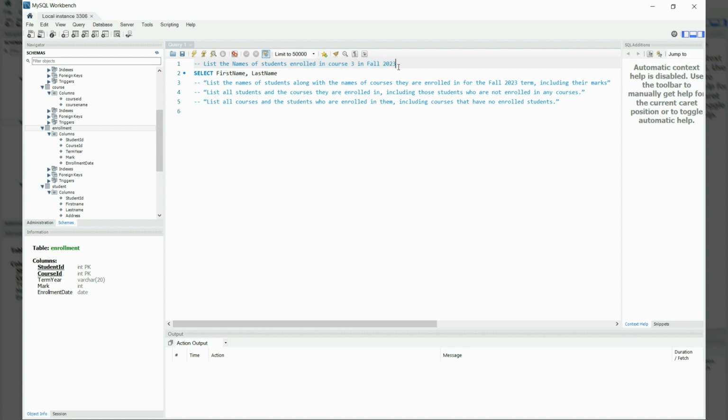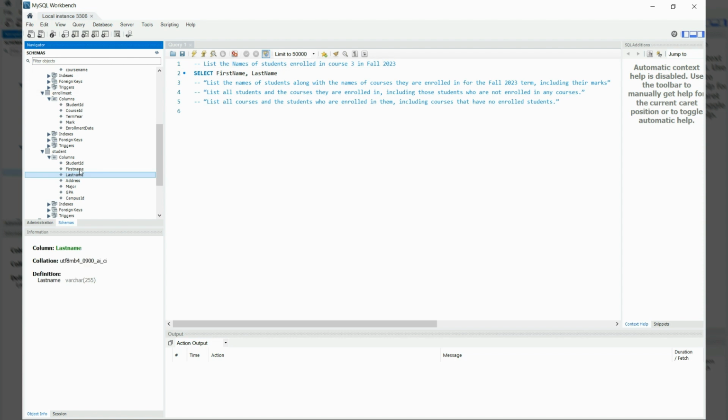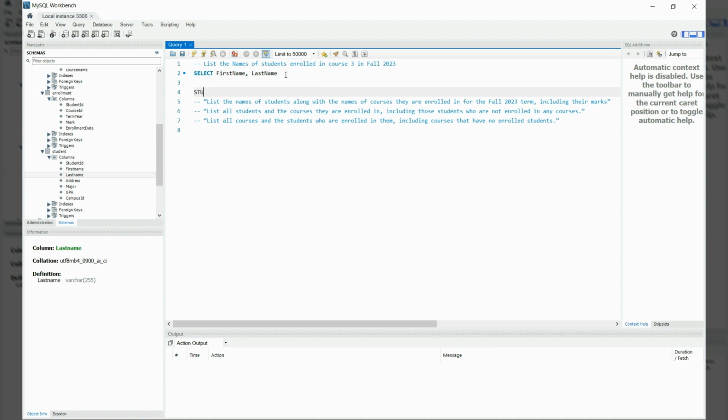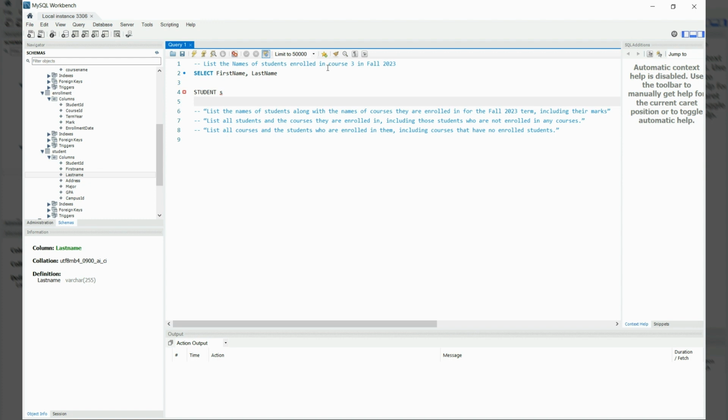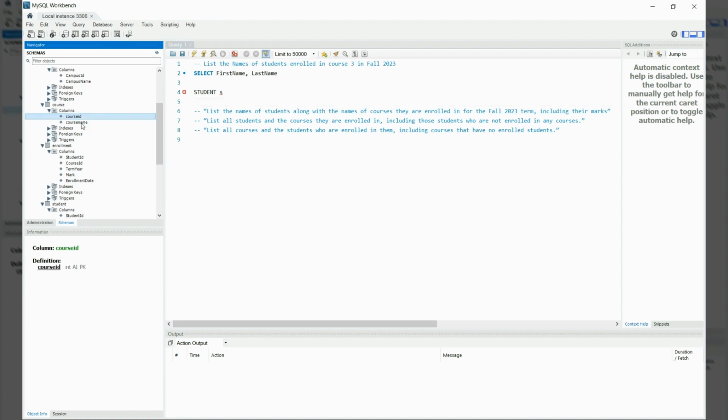So now let's look at our entities and the attributes. The name of the students, we already know it exists in the student entity. So we are writing here, selecting the first name and the last name, from the student, and I'm calling it S. The second part says enrolled in course 3 in fall 2023, so it means it can be from the course. Let's look at the course. It has an ID, but it doesn't have fall 2023.